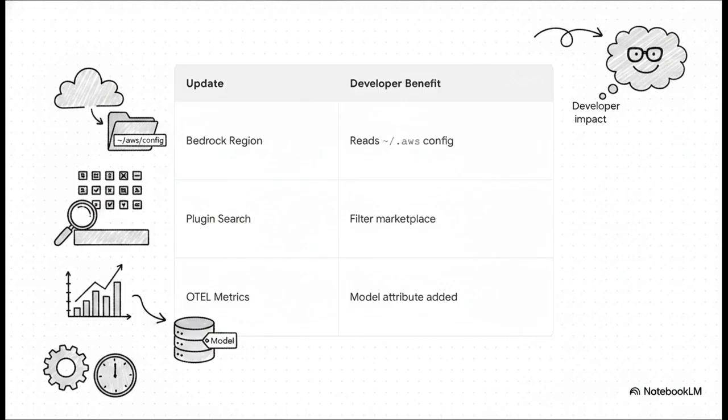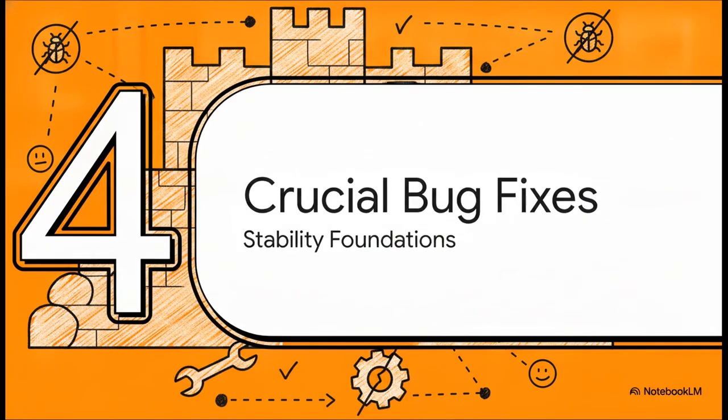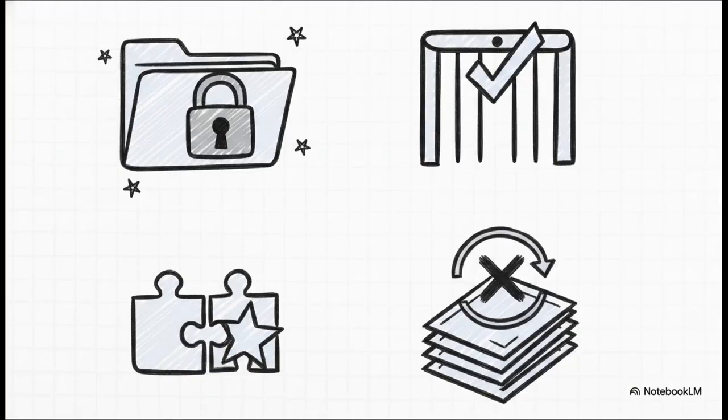That means your OTel dashboards can break down exactly which specific model generated which code outputs. It's pure observability gold. Section 4. Crucial bug fixes. Now, new features are really only as good as the stable environment they run in. We all know the pain of wrestling with buggy developer tools, so let's fire through some of these resolved frustrations.